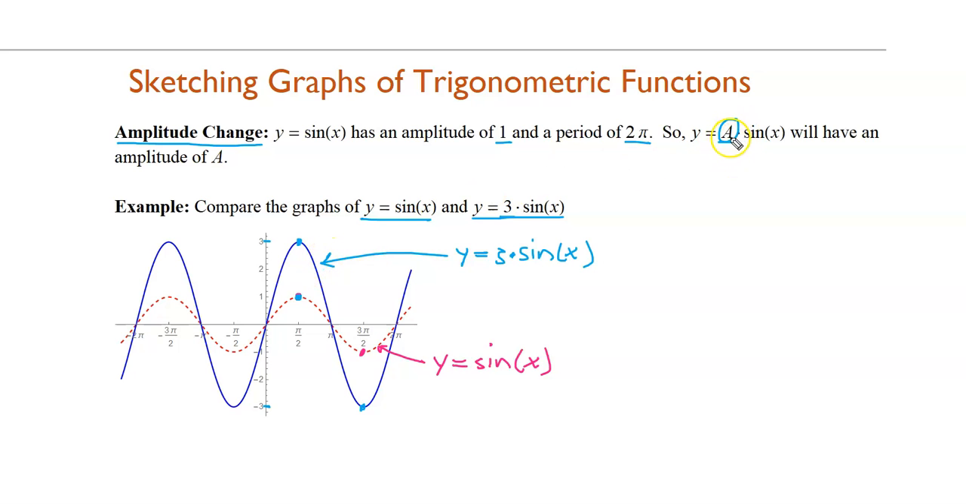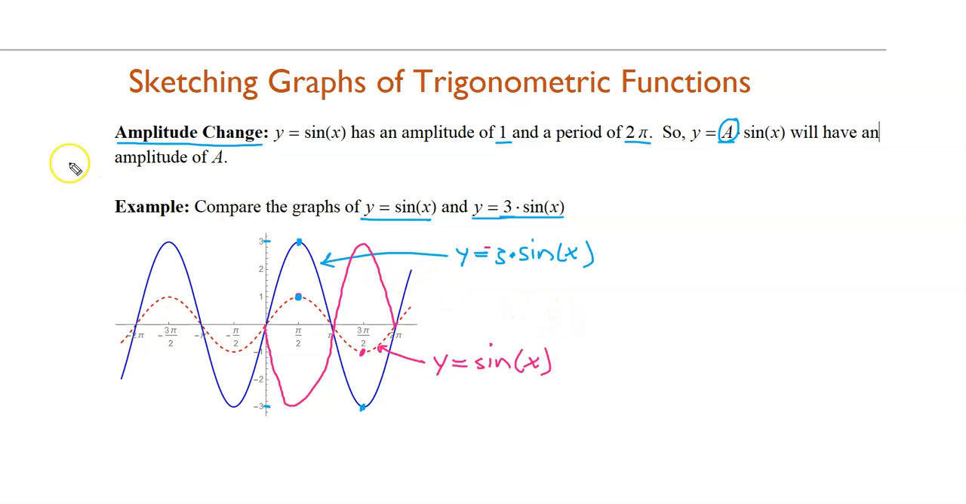If the a happens to be negative, it will actually flip this graph about the x-axis. So if we had a -3 here, that would just take this graph and flip it so it would look like this. So that's what the -3 would do.